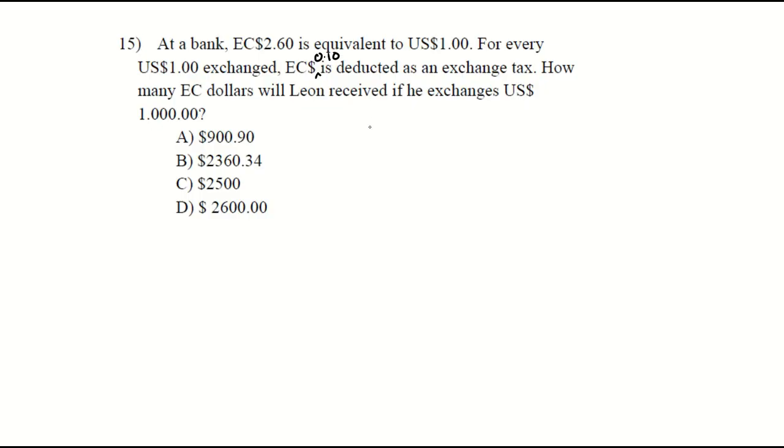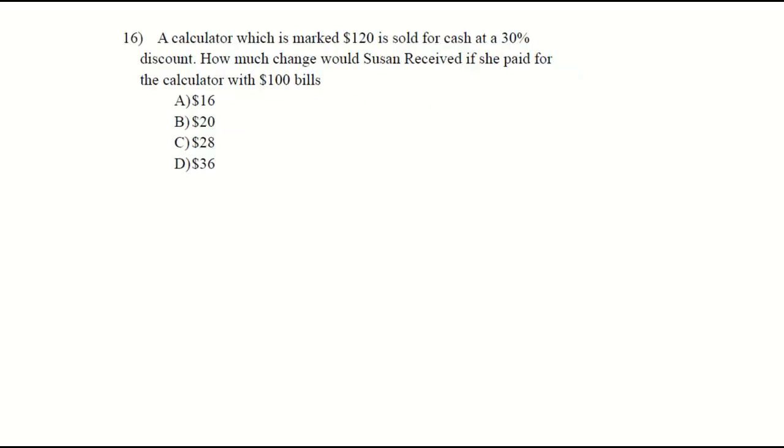So from this now we can say US $1 is equal to, instead of saying $2.60, they say you're deducting 10 cents tax, right? So it will actually be $2.50 EC now, and this is with tax being deducted. So if 1 US is this, then 1,000 US would be 2.50 multiplied by 1,000, which the only answer could be C. And that is how you would do this question here.